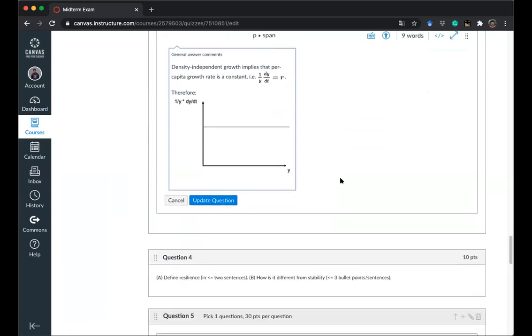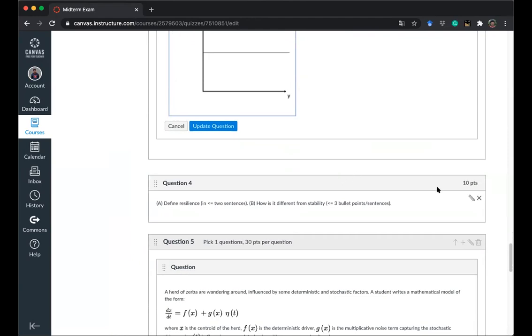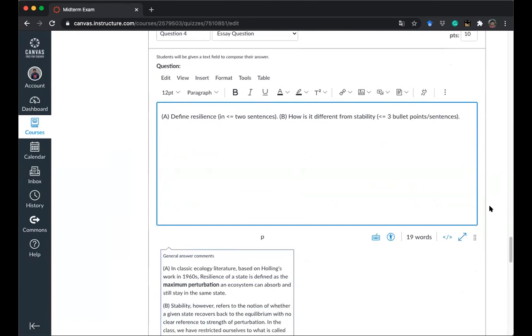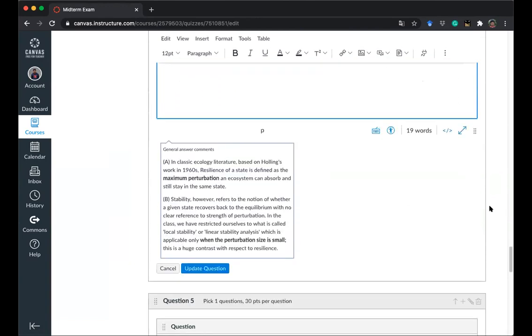Okay, excellent. So now I go to the fourth question. I think the fourth question was fairly straightforward. I don't think anybody had problems at all. Okay. So I think most people have written reasonably well.